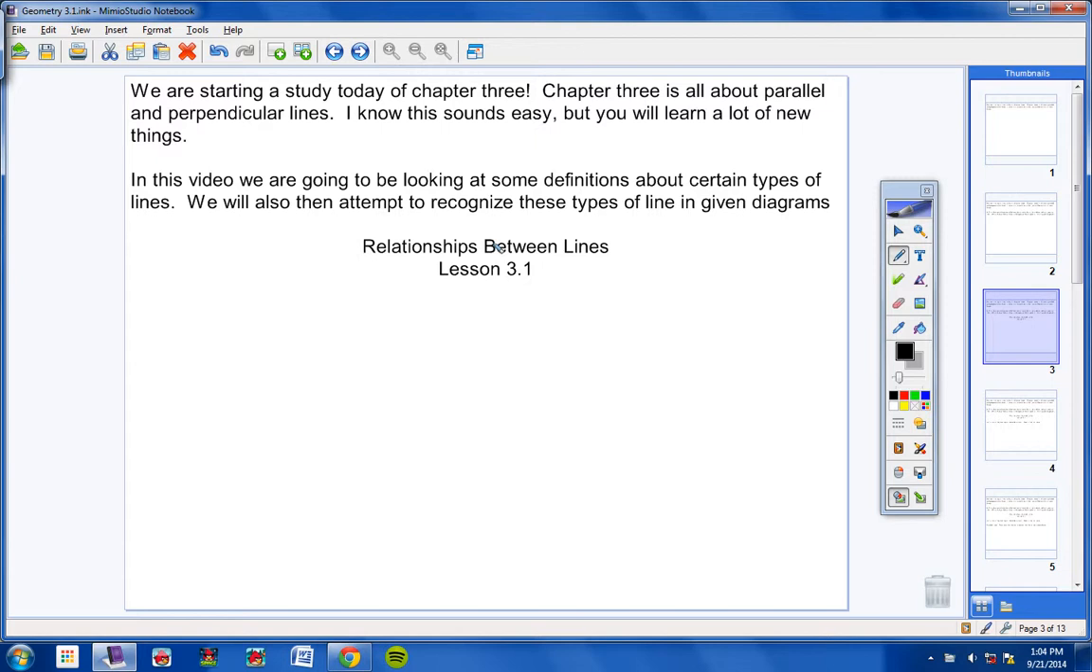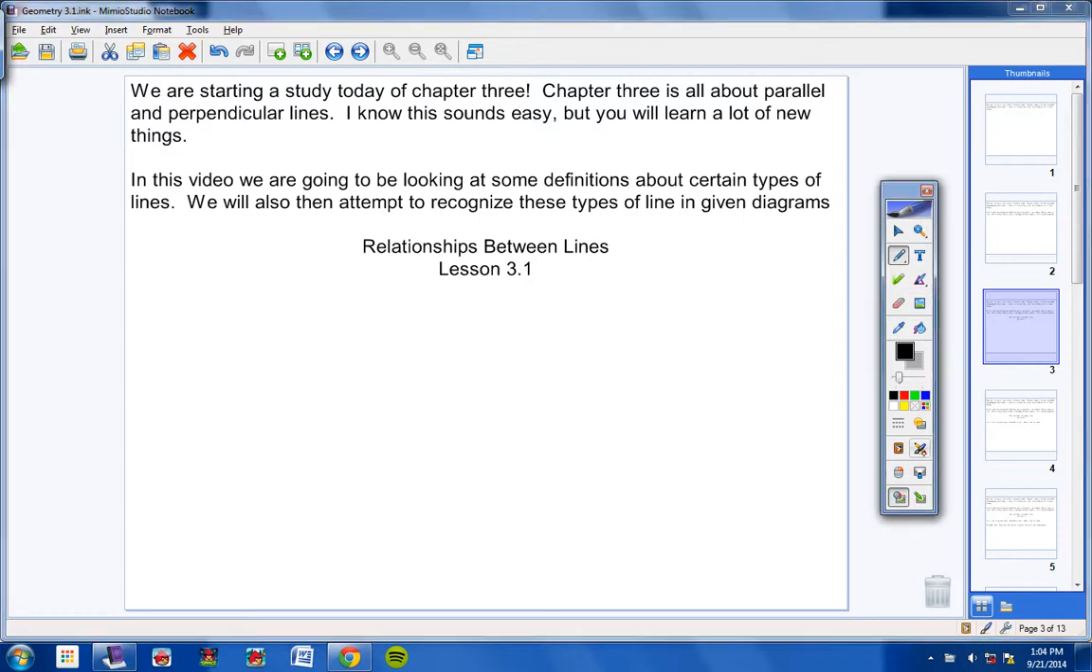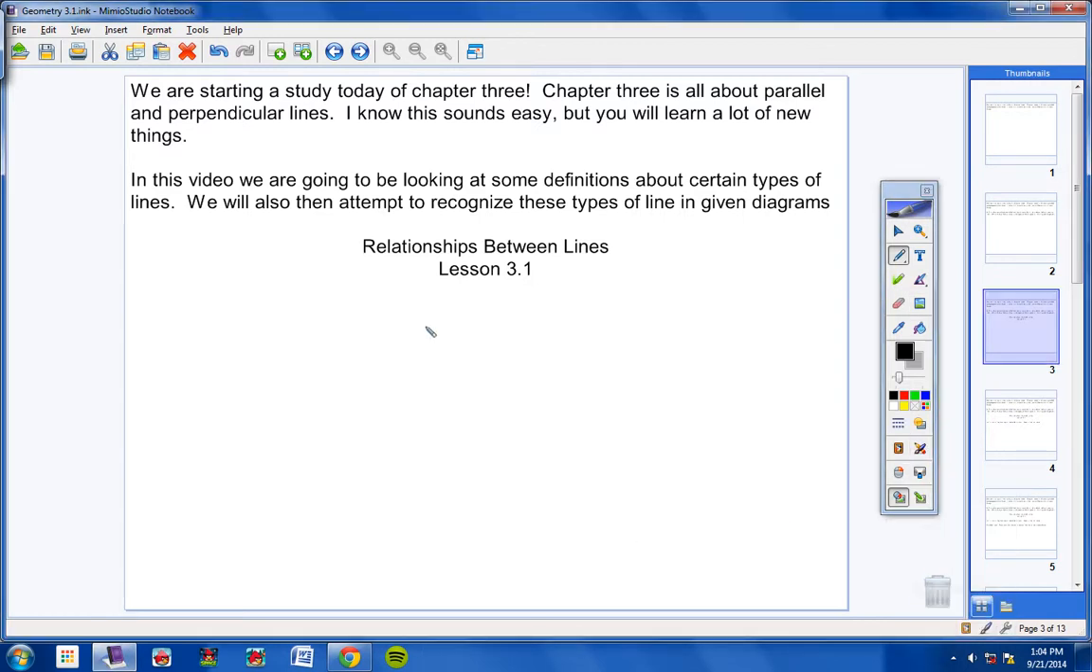Please copy this heading in your notes today. Your heading for today is called Relationships Between Lines. The lesson number is lesson 3.1. And be sure and include today's date, students, if you would, okay? So again, your heading is Relationships Between Lines. The lesson number is lesson 3.1, and be sure and include today's date. All right, let's continue on.